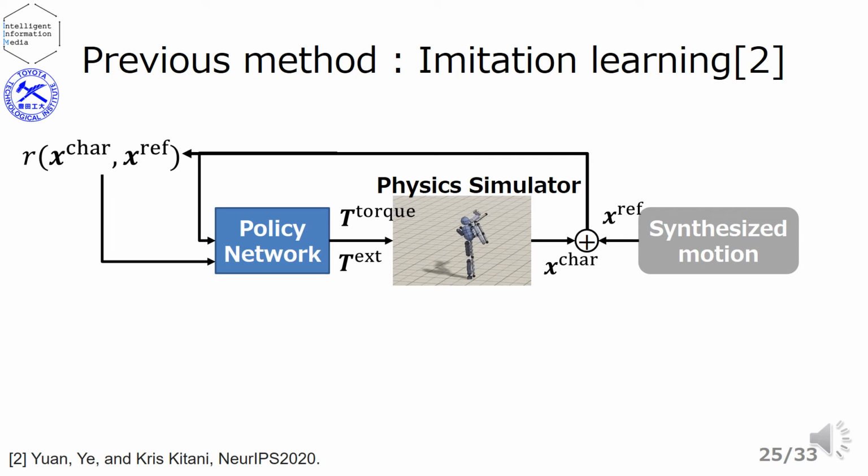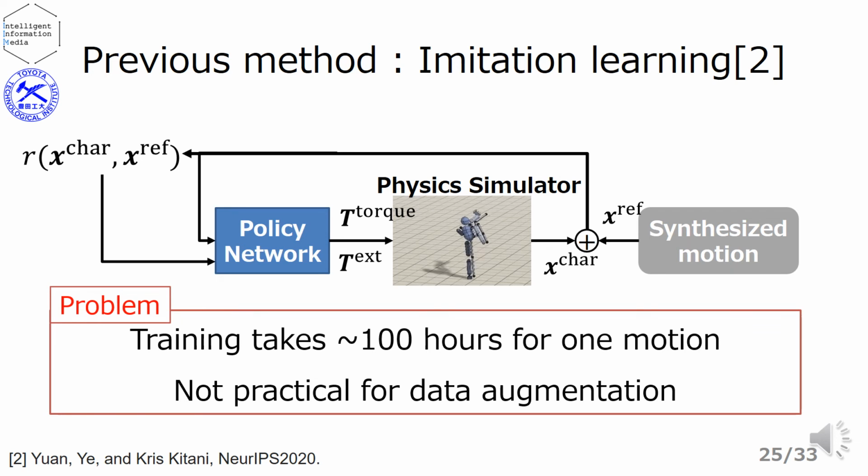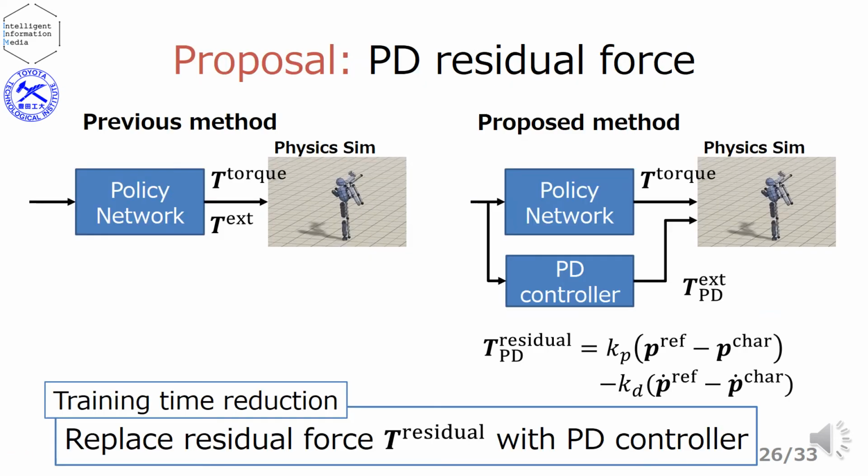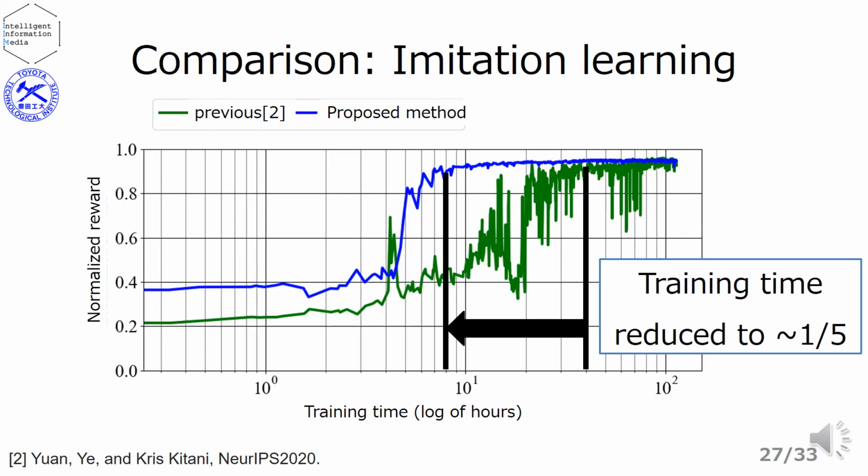As I told you, this imitation learning is proposed for new motion generation. On the other hand, our method employs this imitation learning for correcting the synthesized motion based on physical constraints. However, the convergence of this imitation learning takes several days for one motion sequence. It is not practical for data augmentation. To reduce the training time, we replace the additional force with forces calculated by a running-free PD controller. This is because the training of the additional force is dominant in the whole training cost. This graph shows the learning progress. As the learning progresses, this value gets larger. As you see, we can reduce the training time to 1/5.